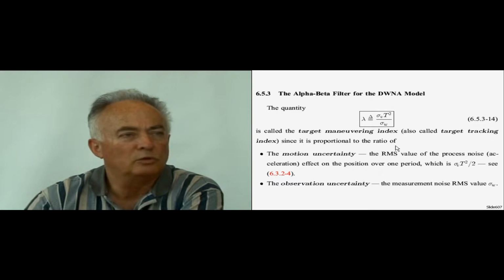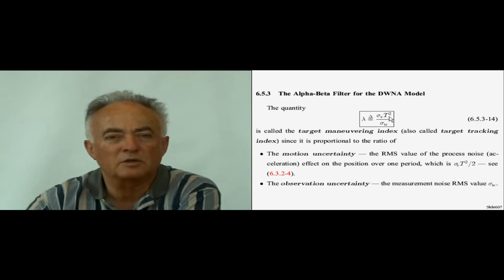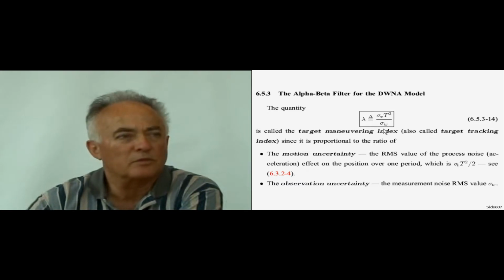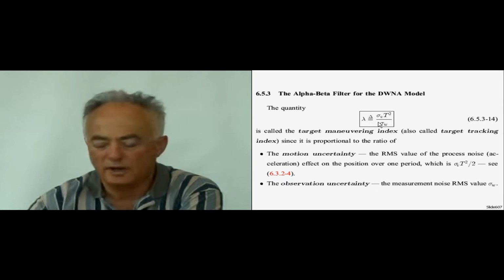This is the ratio of the root mean square value of the process noise, that's the acceleration's effect on the position over one period, which is really sigma Vt square over 2, but without the 2. So sigma Vt square is twice the RMS position uncertainty due to the process noise. The denominator sigma W is the observation uncertainty. This is the measurement noise RMS value sigma W. So what we have is the ratio of motion uncertainty to observation uncertainty, both root mean square values.